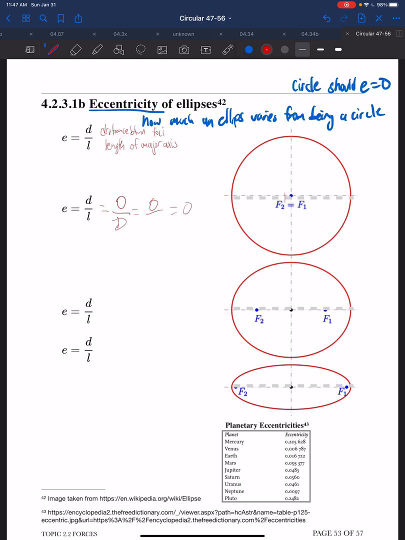Thought we could put in a number: 1, 2, 3, 4, 5, 6, 7, 8, 9. So 0 over 9 is 0. And as we said, the eccentricity of a circle should be 0. And applying that formula in this case, we get 0.